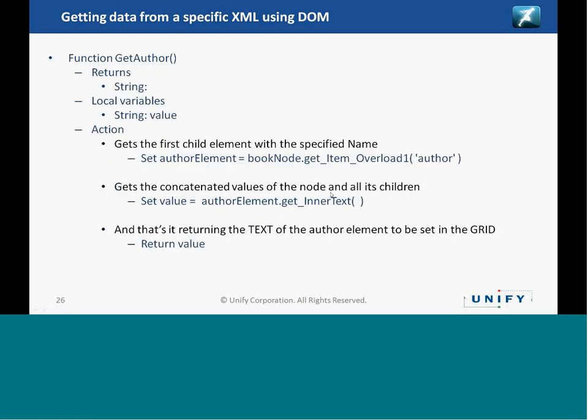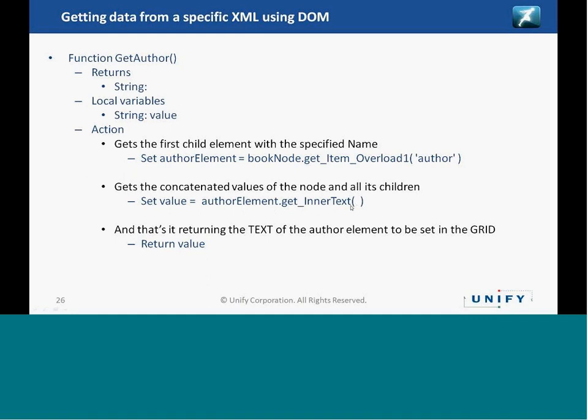GetAuthor is extremely simple. It returns a string. There is a local string variable, and the action that it does is to call getItem overload1. So basically, go to the author element and return the author element. You remember that we instantiate elements, the author, the title, and so on. So here we're going to have an element object that represents the author. Then get the concatenated value of the node and all its children. This is actually also the description from the MSDN for that function, get inner text.